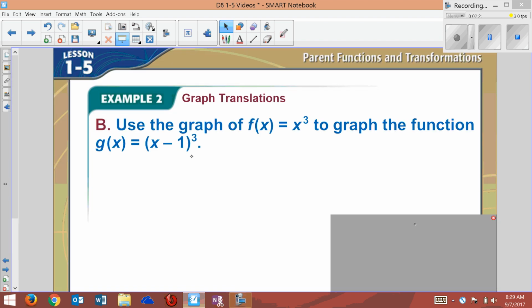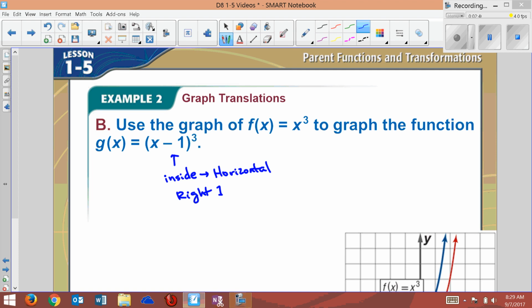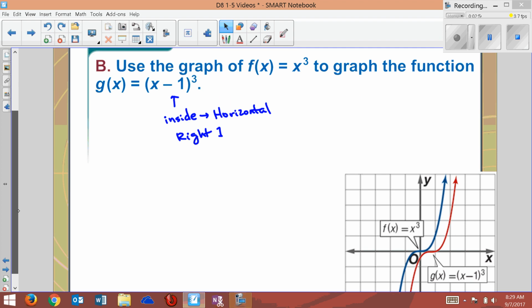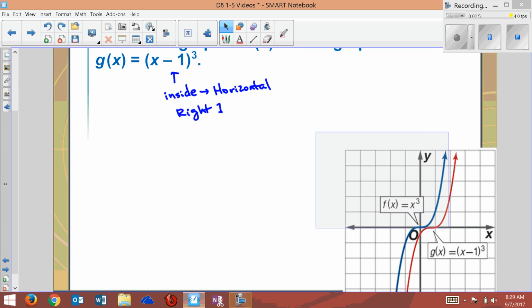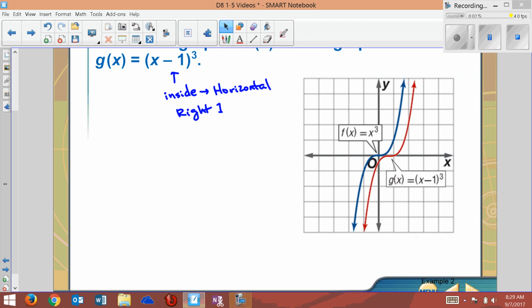Here, it's the same type of problem, but this time this is on the inside. Because this is inside, this is horizontal. And since it's horizontal, it's backwards. So normally, with horizontal, you would think a negative 1 being left 1. Since it's backwards, it's actually going to be right 1 unit. Let's look at the picture here. Whoops, that's not what I intended to do. According to the picture, this graph here, it's been shifted right 1 unit.